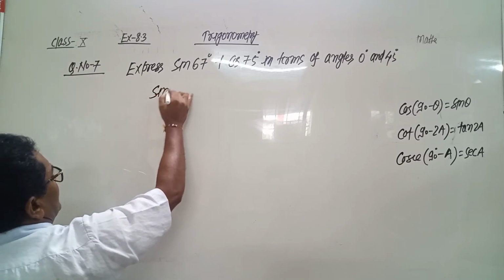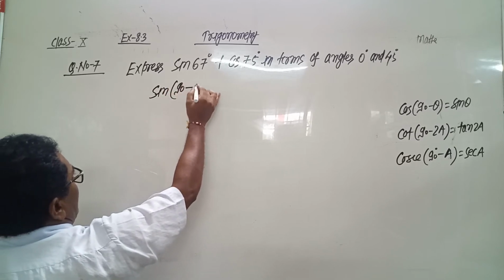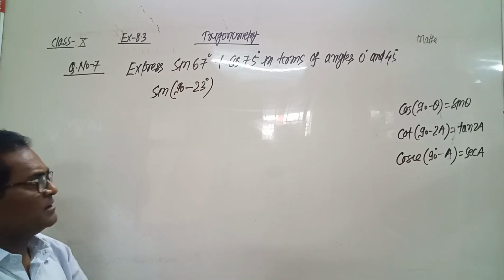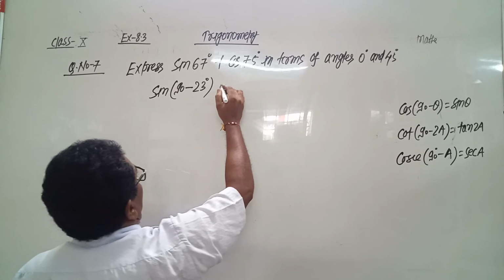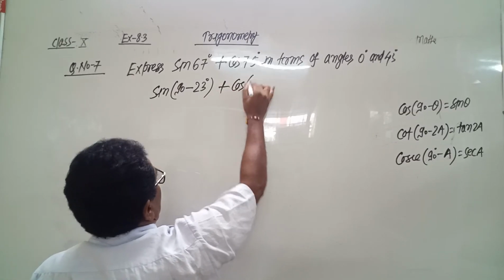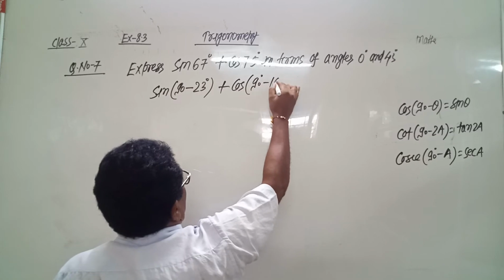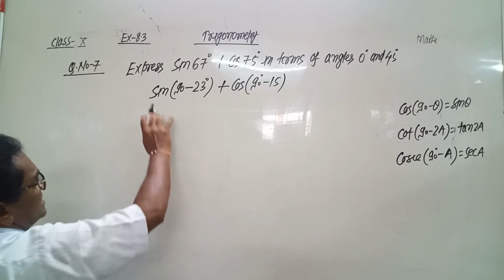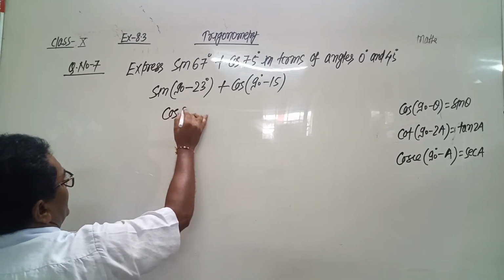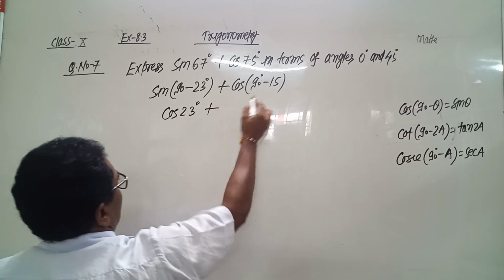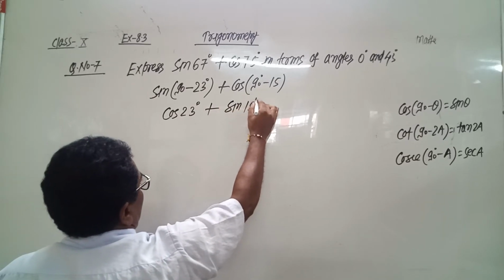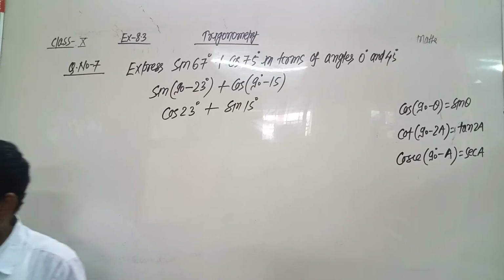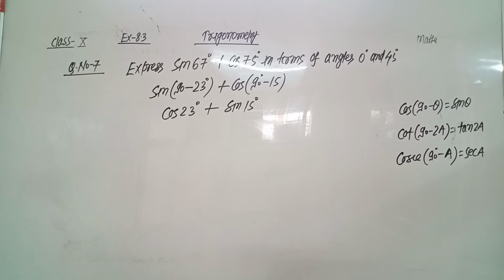So sine 67 can be written as sine of 90 minus 23 degree, because 90 minus 23 gives 67. And cos 75 is written as cos of 90 degree minus 15 degree, because 90 minus 15 is 75. Now sine 90 minus theta becomes cos theta, and cos 90 minus theta becomes sine theta. So these are the two angles, 23 and 15, which lie between 0 degree and 45 degree.